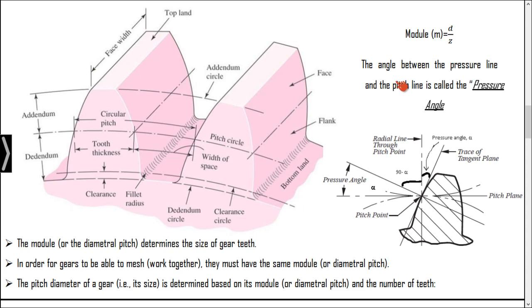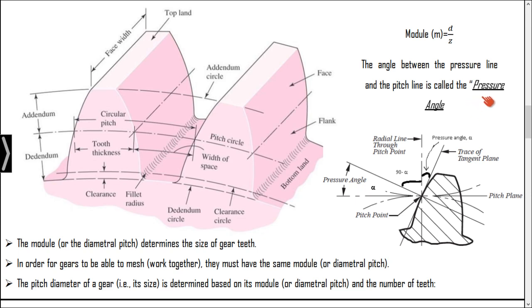Now we should understand what exactly the module is. Module is nothing but the ratio of diameter to number of teeth. So diameter of the pinion by number of teeth of the pinion, diameter of the gear divided by number of teeth of the gear. If two gears have to mesh properly, then both should have the same module. That is very, very important. If they do not have the same module, they cannot mesh properly. So they should have the same module. That is a very important thing.